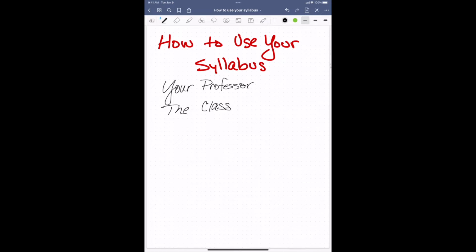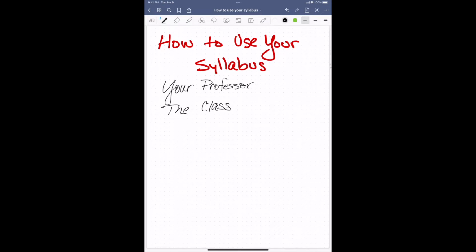Another thing about the class, what are the prerequisites for the class? If you don't have the prerequisites, then you should probably drop the class. It means you're not going to be prepared. If you have a situation where you need to take the class or else delay your graduation, you should see your advisor as soon as possible.